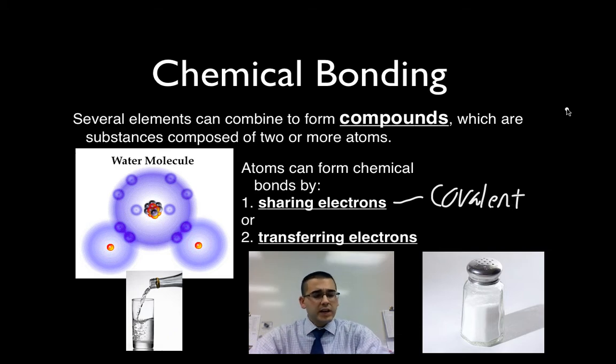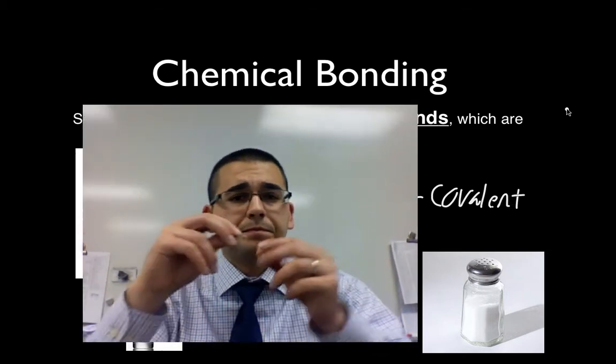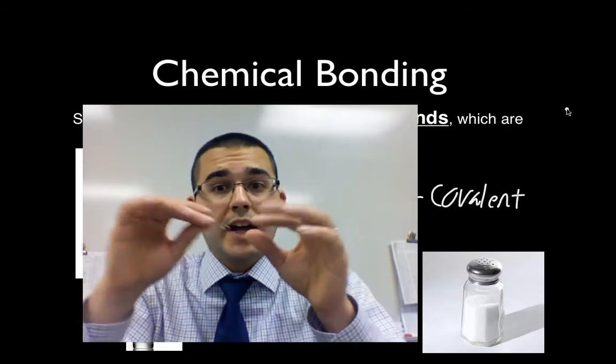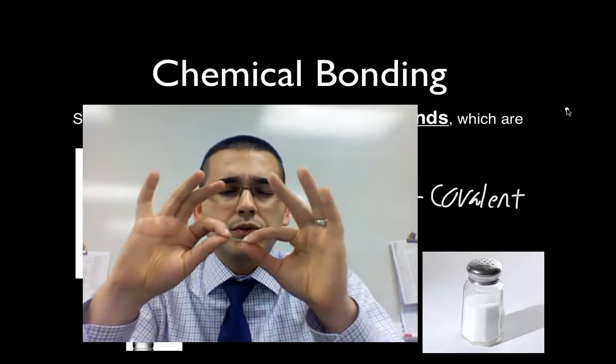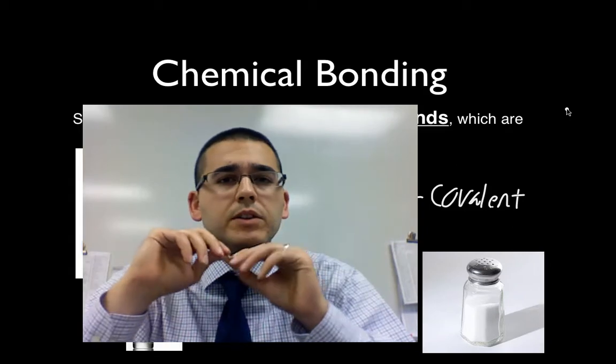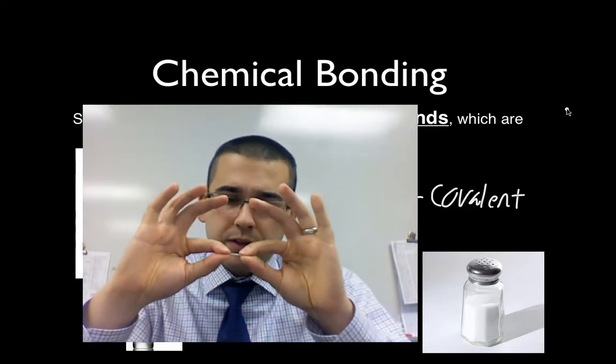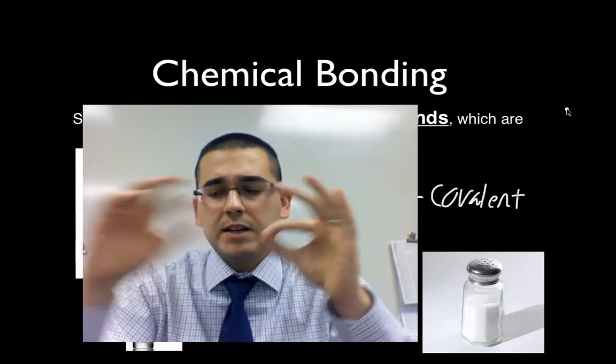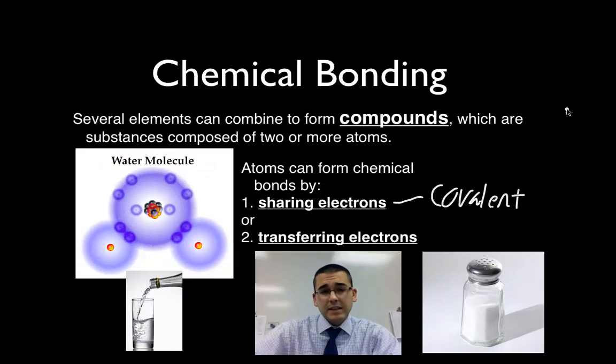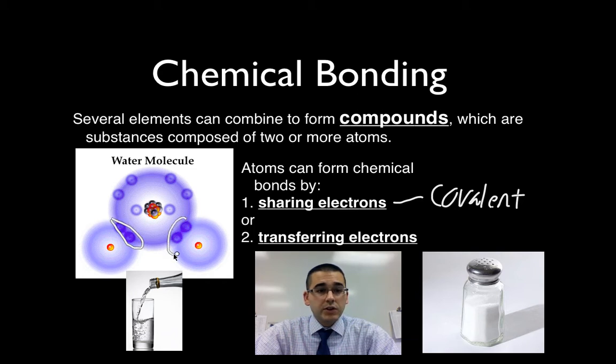Now we can think of sharing. So if I have this paper clip, and this hand was one atom and this hand was another atom, we would both use it at the same time. So we would both be using this, and then we would stay connected. This is basically what is happening in this water molecule over here. We have hydrogens sharing electrons with oxygen.